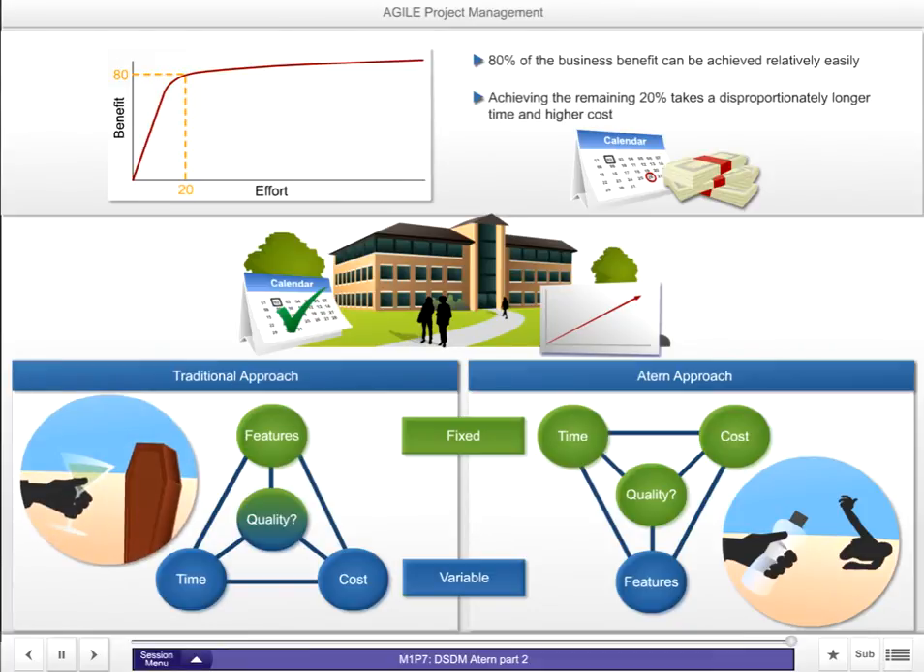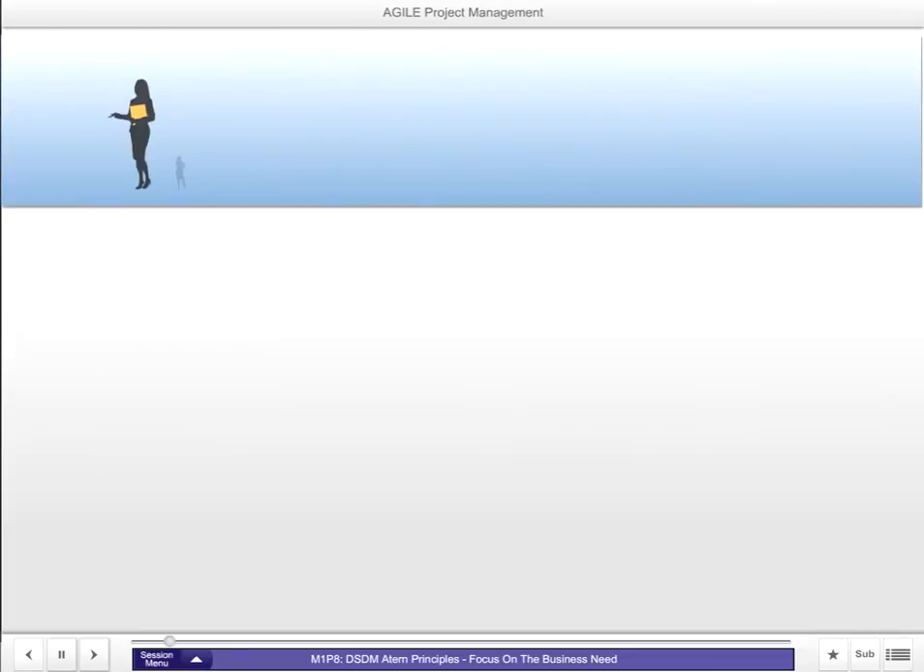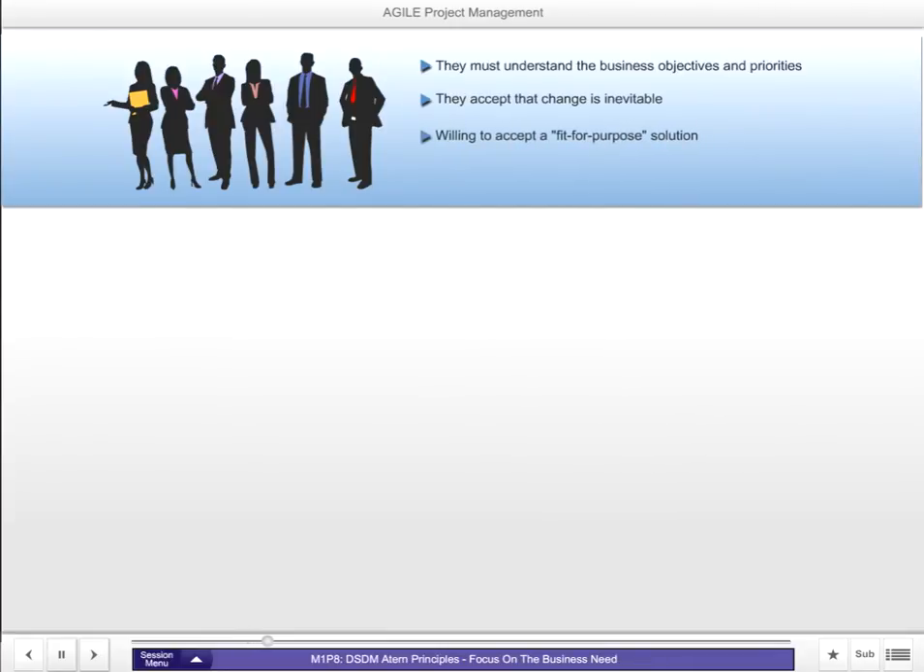of everything. An essential requirement of the Tern philosophy is the buy-in of the key stakeholders to the realities that it enshrines. They must understand the business objectives and priorities, accept that change is inevitable, and be willing to accept a fit-for-purpose solution in the event that a bells and whistles one proves too time-consuming or costly.